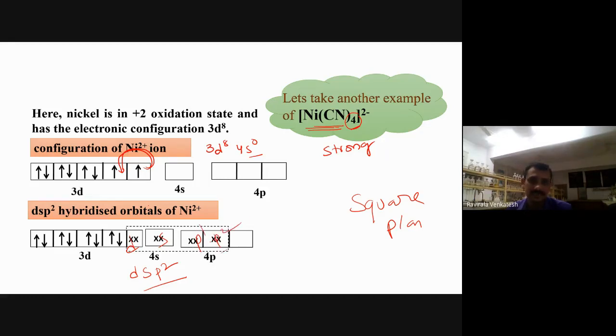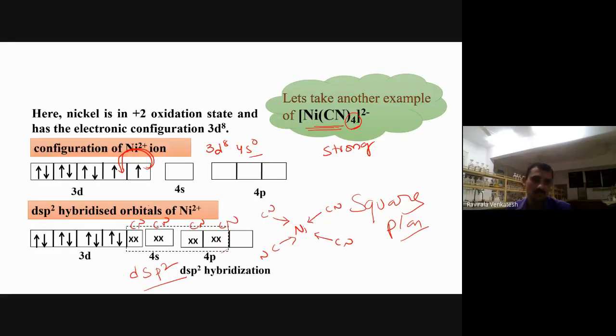Each cyanide will donate a lone pair like this. When you have nickel like this, this is nickel, and now each cyanide is donating a lone pair to nickel like this. Now the shape is called what? Square planar. So dsp2 hybridization shape will be square planar.